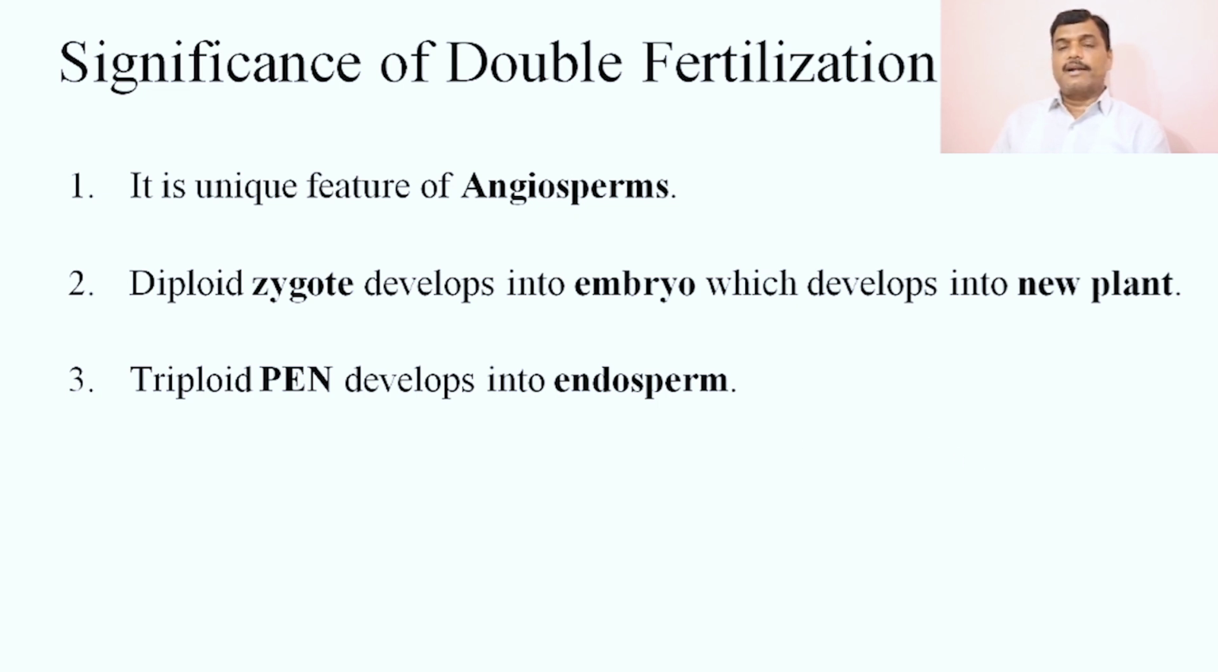After the second fertilization, that is, one of the male gametes fuses with the secondary nucleus to form the triploid primary endosperm nucleus.